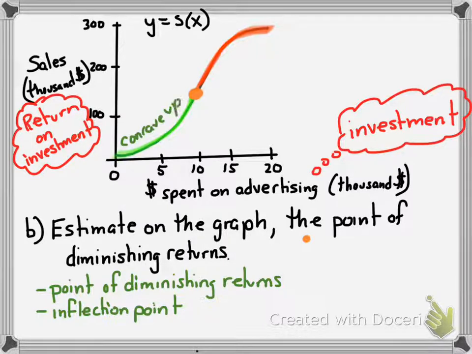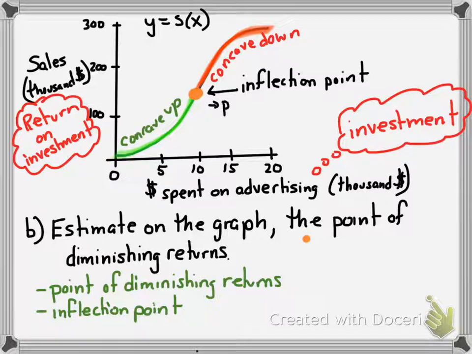So I can label this graph as concave up on the bottom and concave down up above. And that point where our graph switches from concave up to concave down, that is our point of inflection, also known as an inflection point. And in terms of business, that means that this is our point of diminishing returns.